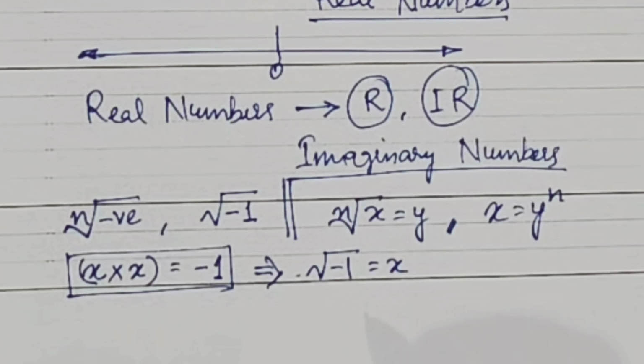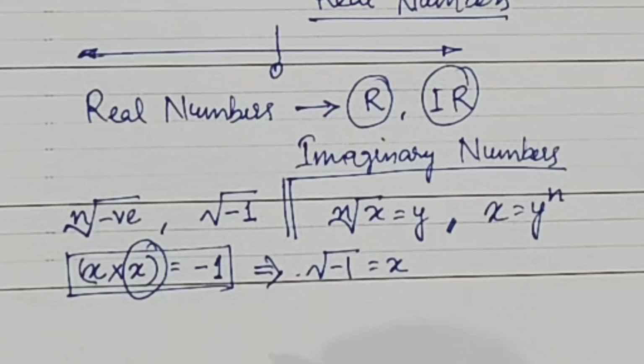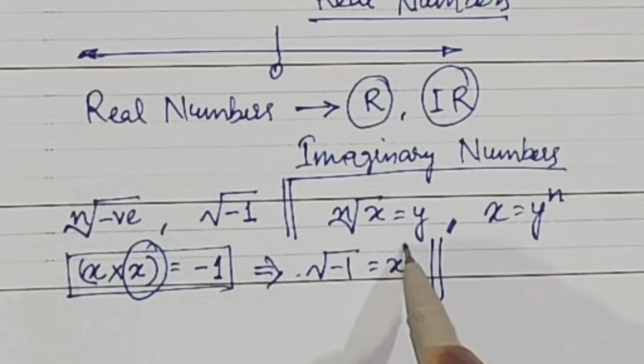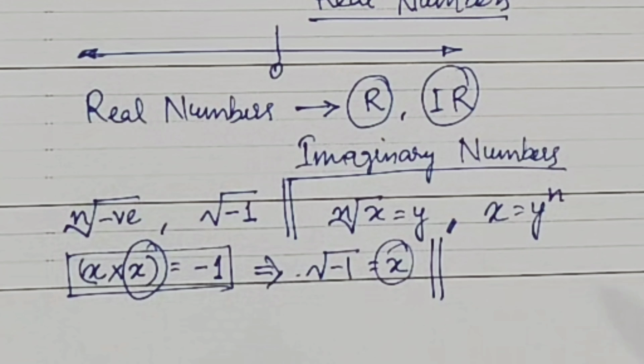Now, in reality, on the natural number line, you will not find an x which can be multiplied onto itself to produce -1. This is an imaginary number. So this square root of -1 multiplied to any real number will produce an imaginary number.